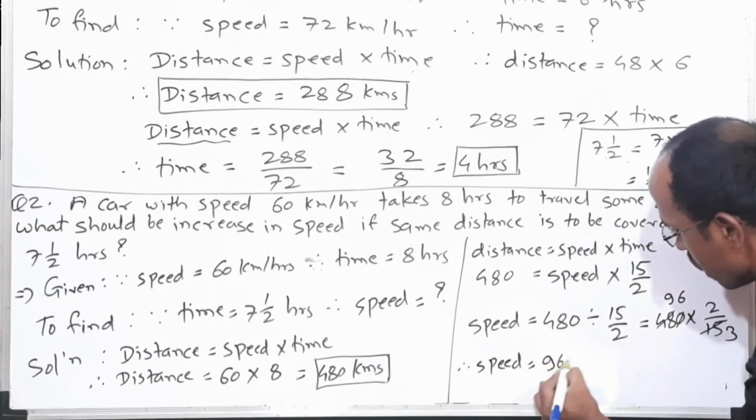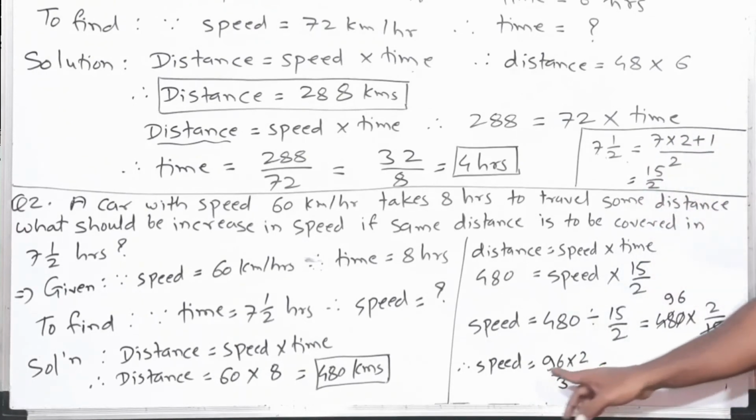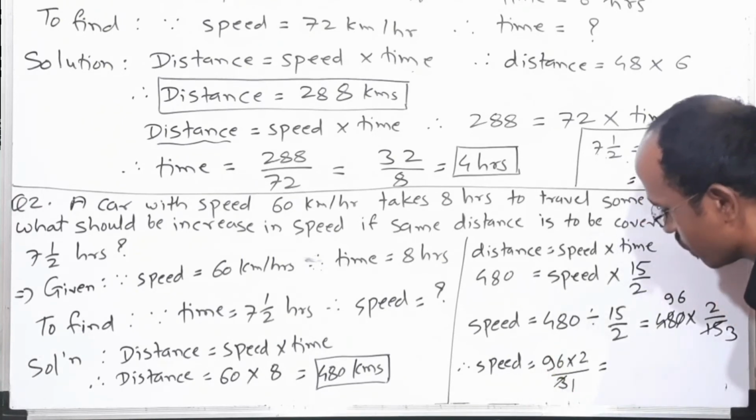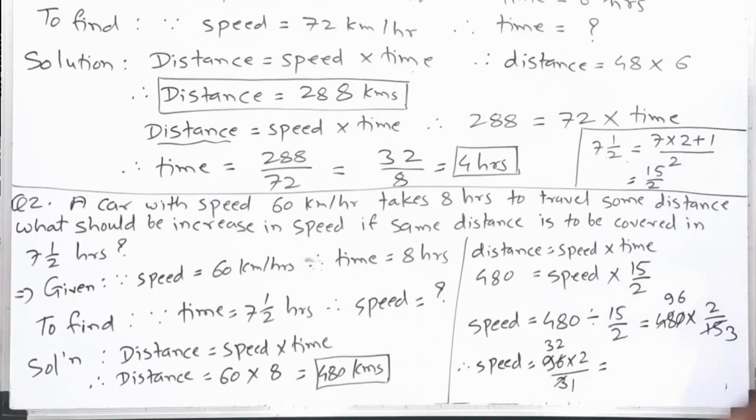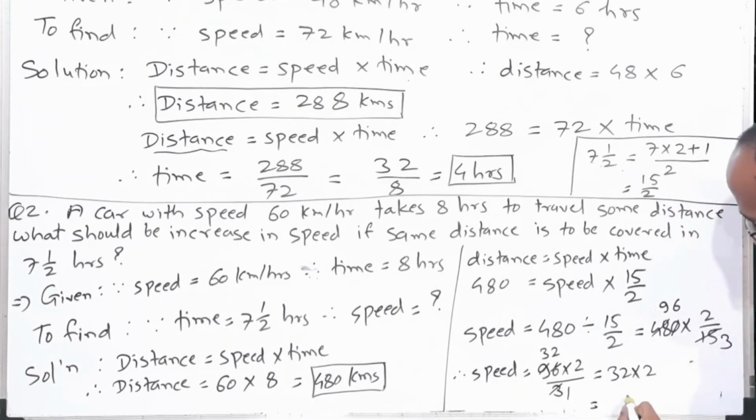96 into 2 upon 3. Now these 9 and 6 both are divisible by 3. We can divide directly by 3. So here it will be 3 1s are 3. Here it will be 3 3s are 9, 3 2s are 6. So speed is equal to 32 into 2. 2 2s are 4, 2 3s are 6. 64 kilometers per hour.